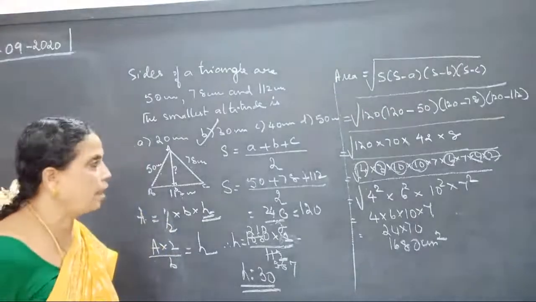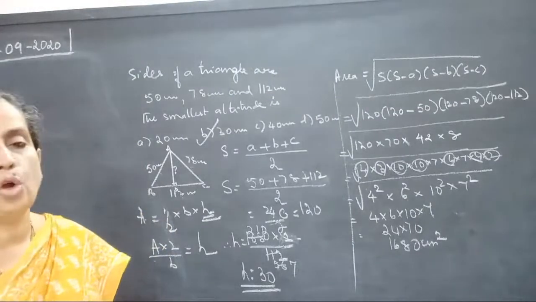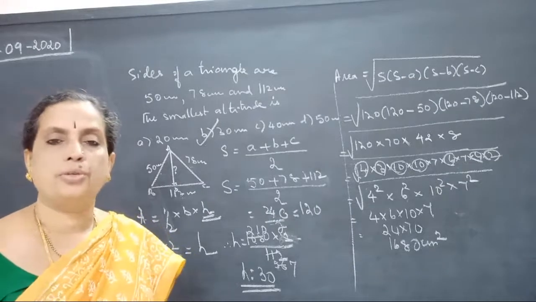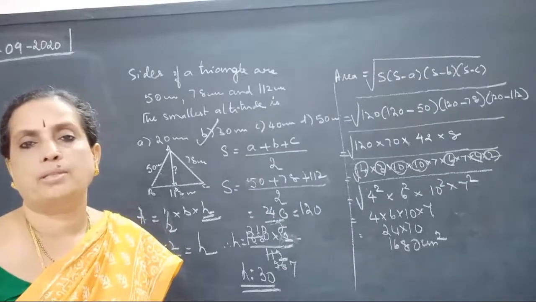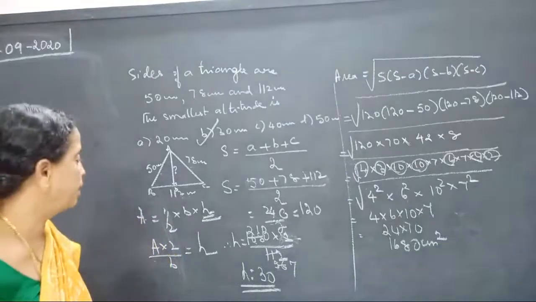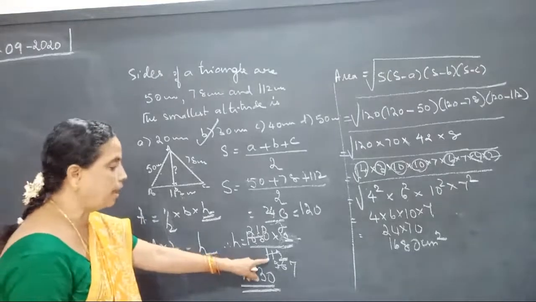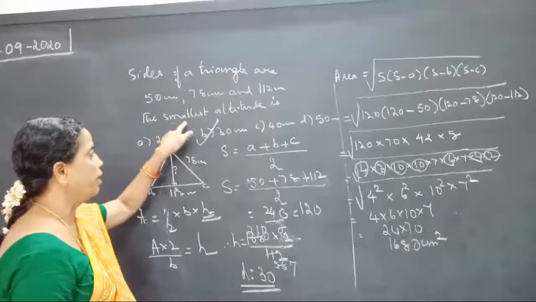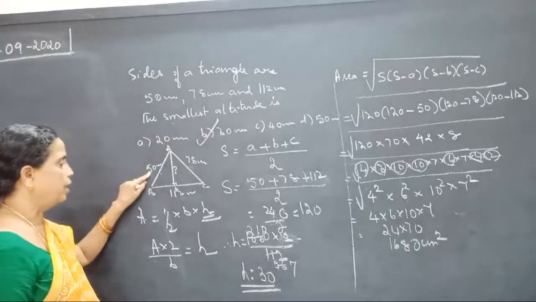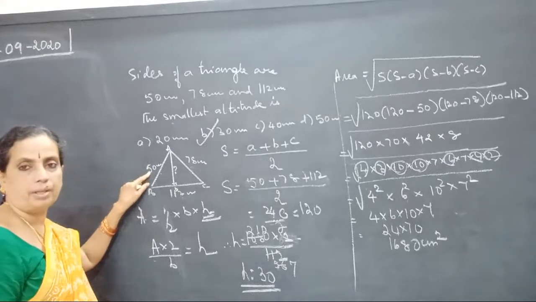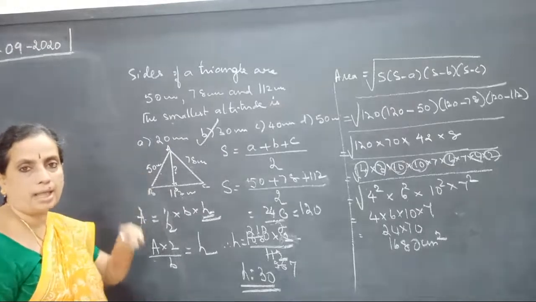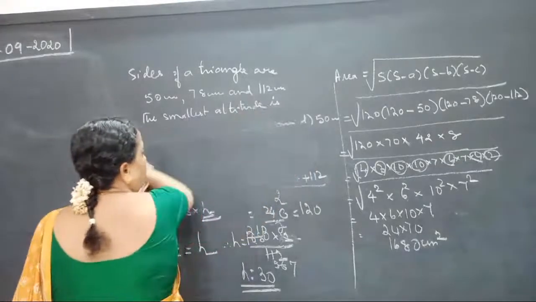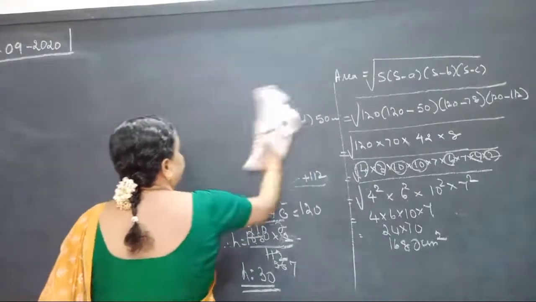The smallest altitude is the altitude drawn to the longest side. The longest altitude is the altitude drawn to the smallest side. That is the reason we took the base as 112. Suppose if the question is, instead of smallest, longest, we should consider the base as 50. Is that clear now? Somebody is asking, please repeat the statement. I repeated it. Now I move on to the next question.